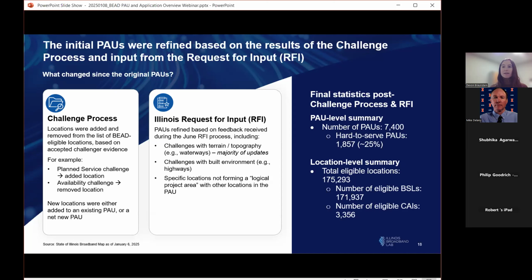Okay, so I'm going to walk through a few steps and then I will hand it over to Shubika to do a live demo of the map. And in the meantime, I will take a look at some of the questions and we'll be sure to address those at the end of the presentation.